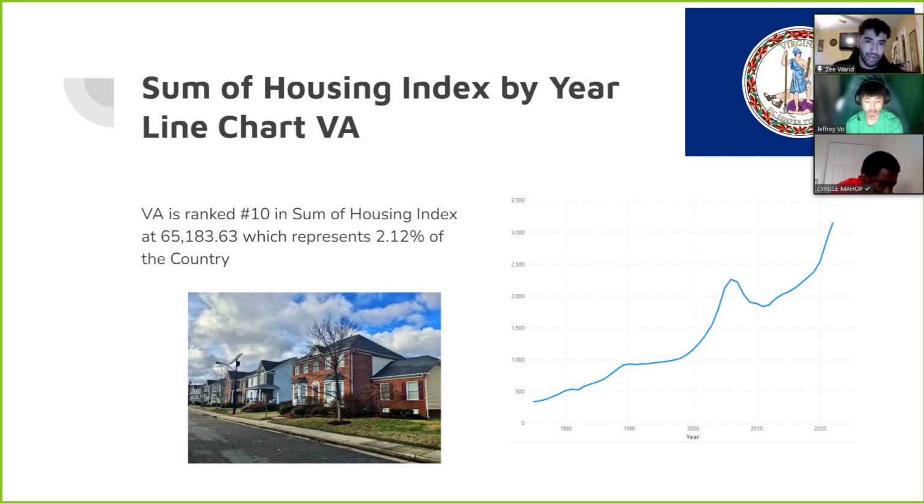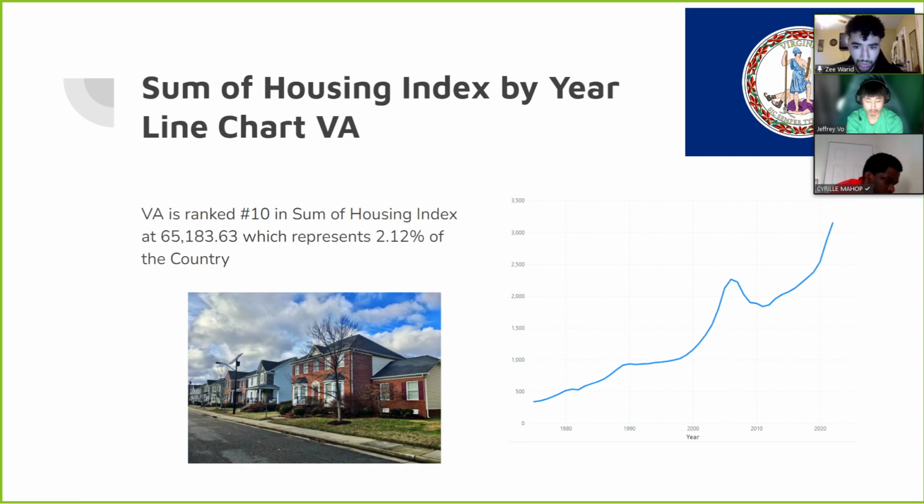And lastly, we have Virginia, and more specifically, the sum of housing index by year using a line chart in Virginia. Virginia is ranked number 10 in the sum of housing index at 65,183.63, which represents 2.12% of the country. As we can see below, it's just an average neighborhood in Virginia. And as we move on to the line graph, we can see a similar trend to DC and Maryland. It looks like a steady rise going up into the 2000s.